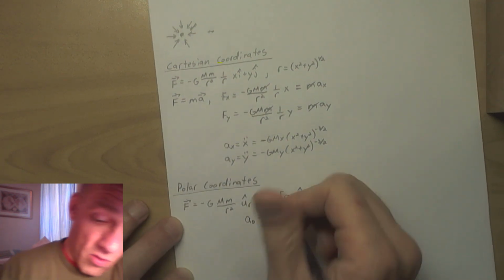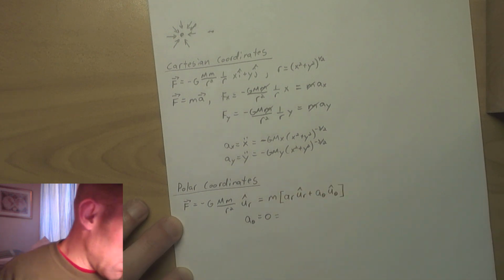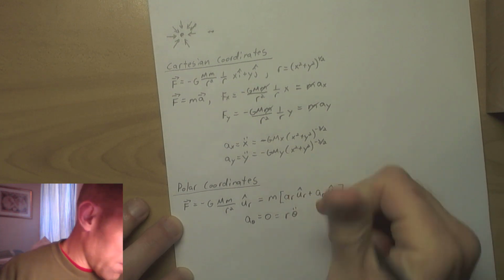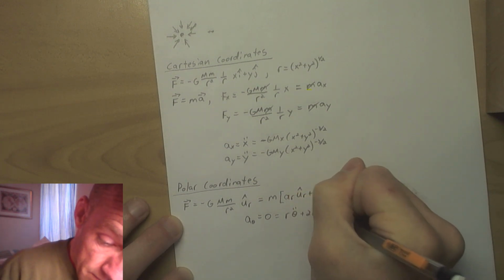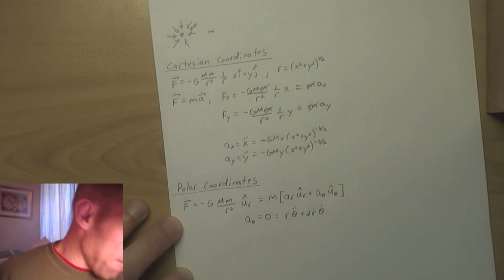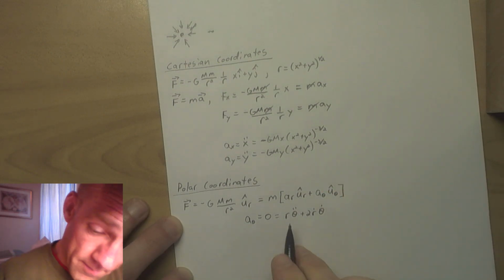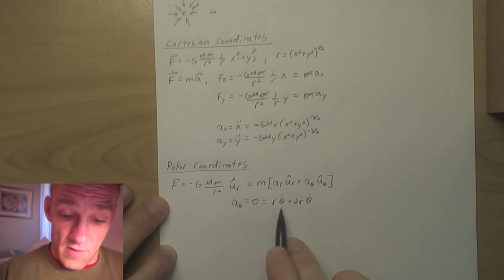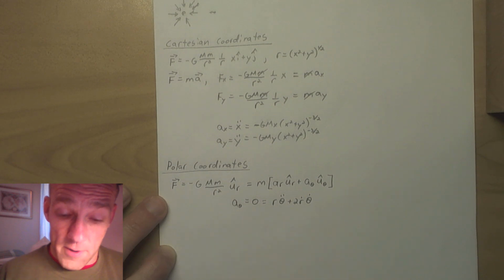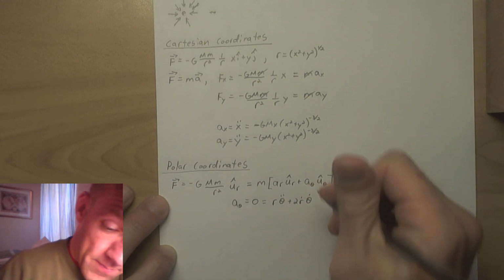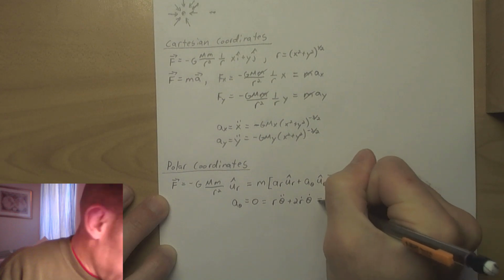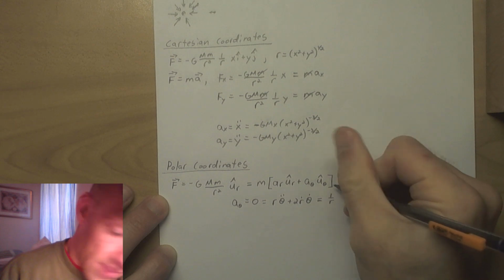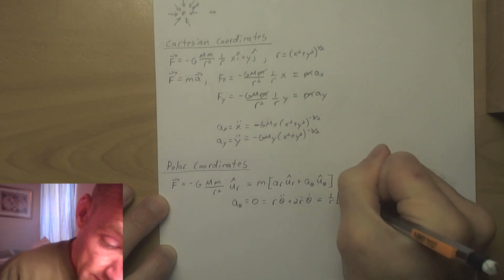So a theta equals 0, but that is also equal to, if you remember from earlier on, in terms of coordinates, okay. So a theta, by definition of the coordinates, is given by this relationship. Okay. Now this can be rewritten as, and I'm going to demonstrate why here in a second, but this is the same as this.